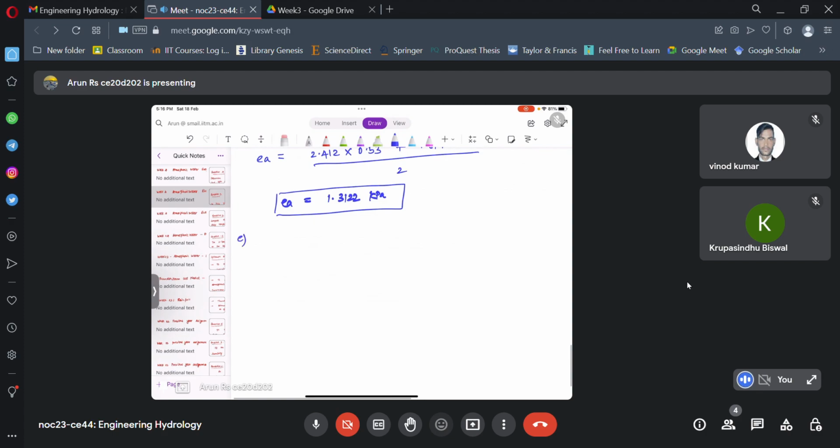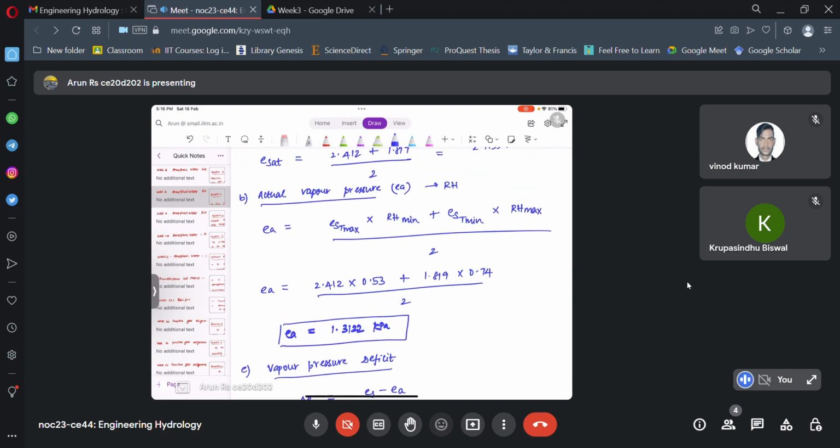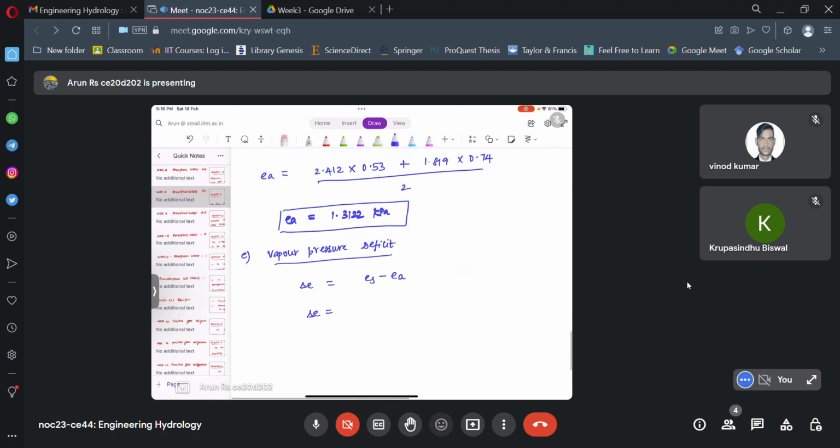So next we need to calculate vapor pressure deficit. So vapor pressure deficit, I'll just put a delta E. This is nothing but the difference between your saturation vapor pressure and your actual vapor pressure. So delta E is equal to 2.1145 minus 1.3122. That is 0.8033 kilopascals. This is the deficit.